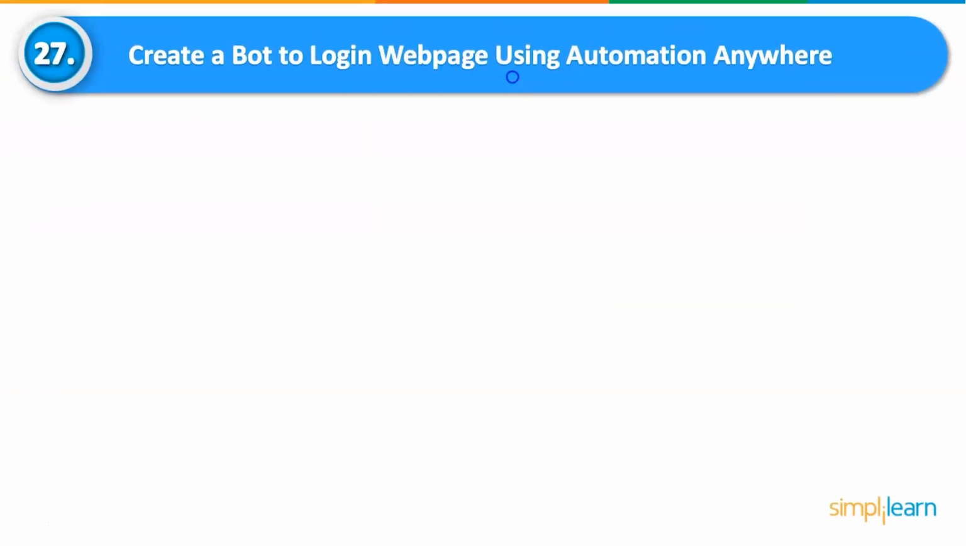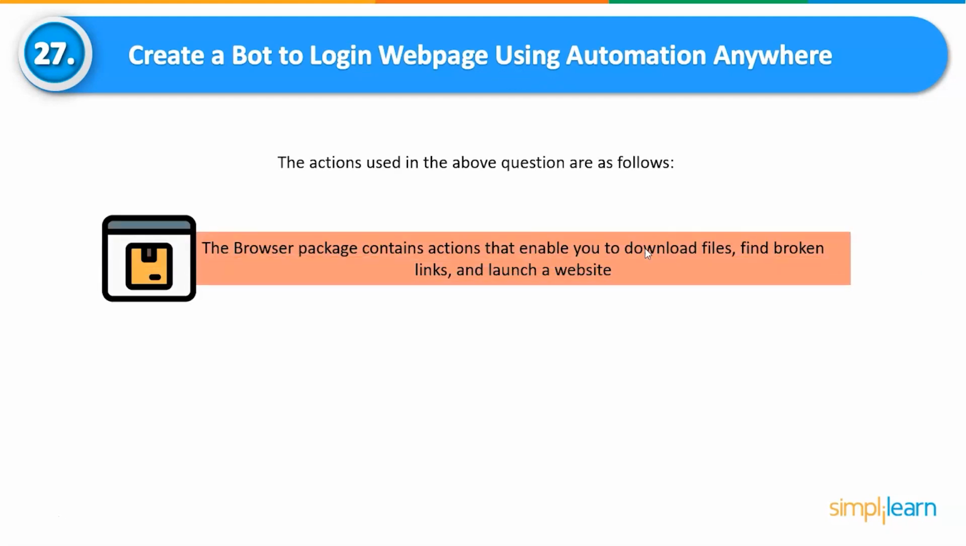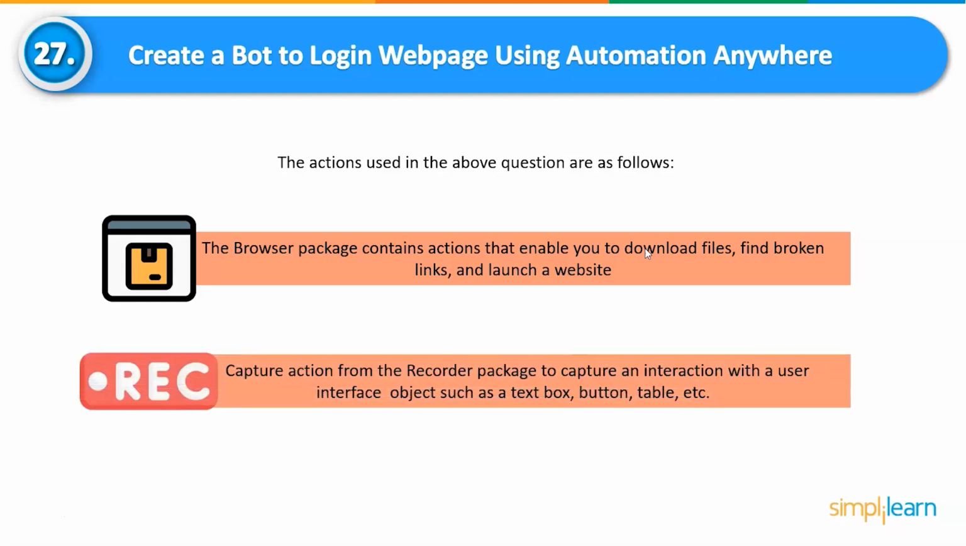Create a bot to log in web page using Automation Anywhere. Actions used in the above question are as follows. We will use the browser package that contains actions that enable you to download files, find broken links, and launch a website. It contains a capture action from the recorder package to capture an interaction with the user interface object such as text box, button, table, etc. Let's go to the Automation Anywhere control room and create a bot to log in web page using Automation Anywhere.